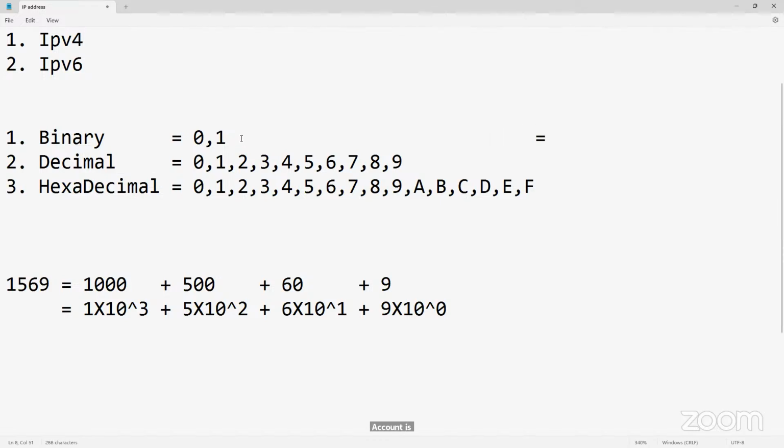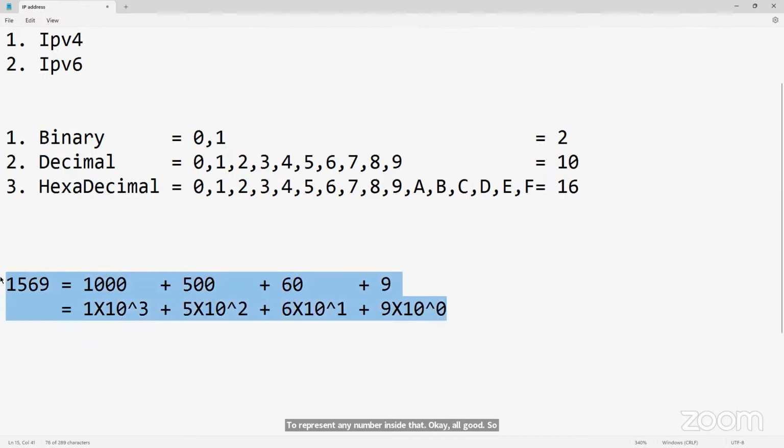Here the total number of digits we have is only 2. And here the total number of digits we have is 10. And here the total number of digits we have is 16. That's the reason why, for binary we use powers of 2, for decimal we use powers of 10, and for hexadecimal we use powers of 16 to represent any number. Okay, all good.